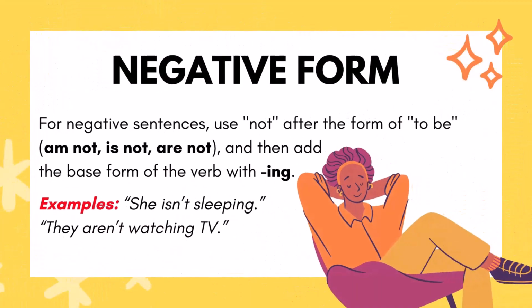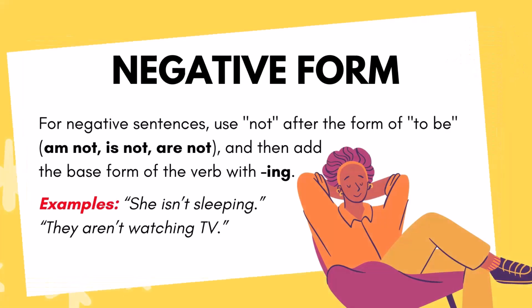Negative form. For negative sentences, use not after the form of to be, am not, is not, are not, and then add the base form of the verb with ing. Examples: she isn't sleeping. They aren't watching TV.